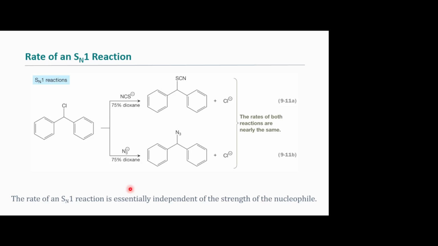Okay. Notice again, these would have been different strengths of nucleophiles. This one's quite a bit stronger. The N3- is quite a bit stronger right here. It's 50 times stronger than this one. So this would have been a much, much better nucleophile. And yet we get essentially the same rate for these reactions because they're SN1 reactions.